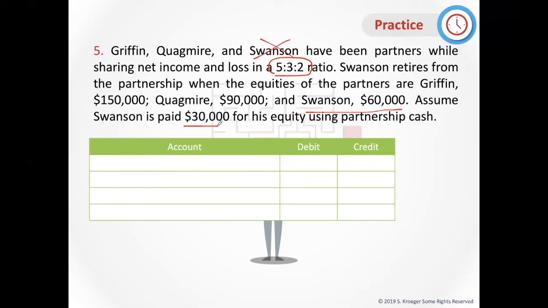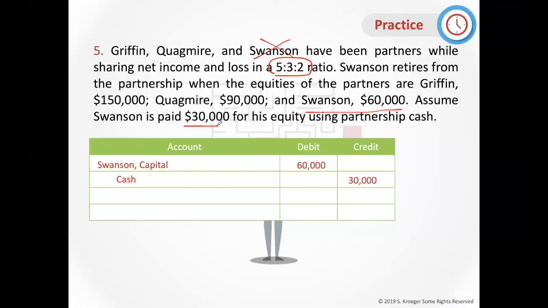First, we get rid of Swanson's capital account by doing a debit to his capital account in the full amount that he has. He has a $60,000 account. He is no longer a partner. We want to get rid of that whole thing in order to remove him from our books. How much cash are we giving him? We are giving him $30,000 cash. As you can see, my debits and credits don't equal. They are off by $30,000 because he is basically losing $30,000.